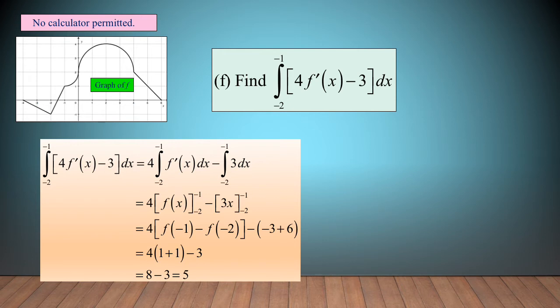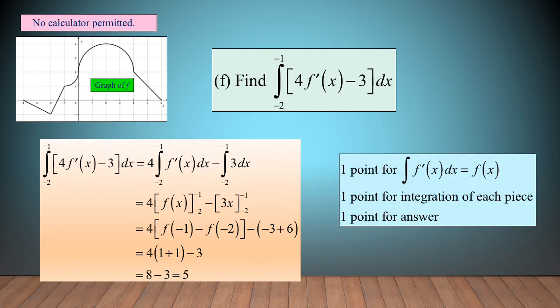This gives 4 quantity f of -1 minus f of -2 minus quantity -3 plus 6. F of -1 is 1. F of -2 is -1. So we get 4 quantity 1 plus 1 minus 3, or 8 minus 3, or 5. In terms of points, 1 point is allocated for realizing that the integral of f prime of x dx is simply f of x, 1 point for the integration of each piece, and then 1 point for the final answer.